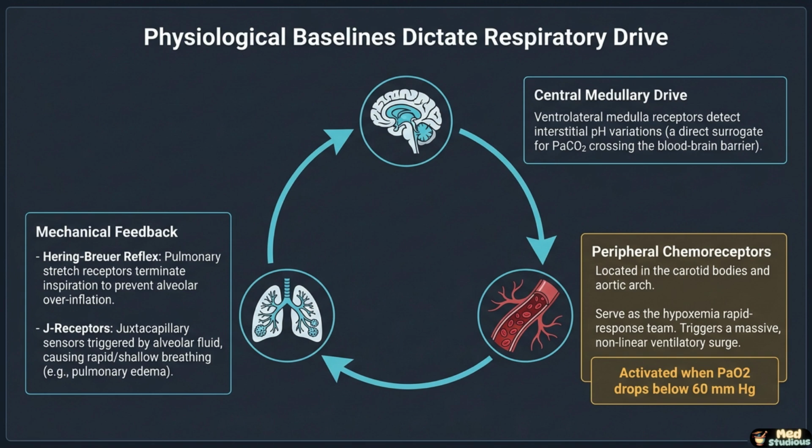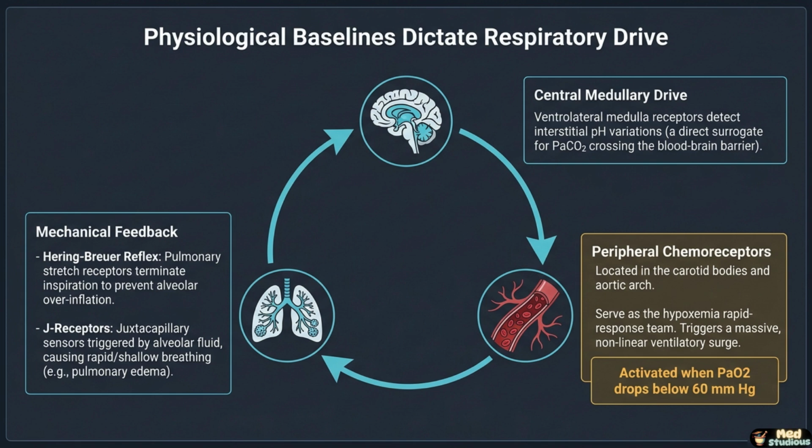But the brain isn't working alone. Out in your blood vessels, peripheral chemoreceptors sit in the carotid bodies and aortic arch, acting as your body's hypoxemia rapid response team. These receptors stay relatively quiet until oxygen levels fall below roughly 60 millimeters of mercury. And when that threshold is crossed, they trigger a sudden, dramatic, non-linear surge in ventilation.